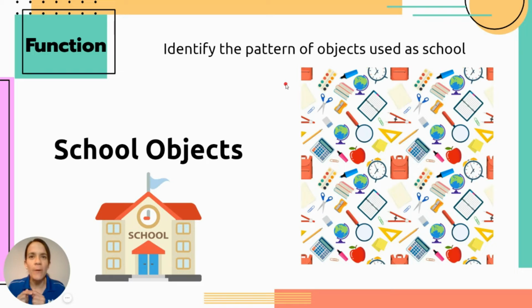Now, let's talk about function. Yes, function means the purpose of the object. What are the objects for? In this picture, I'm showing you a pattern that is made out of school objects. Maybe they are not all the same, but all of them correspond to a specific group, and that group is school objects. So you can group objects into patterns too by the function, or how or why they work.